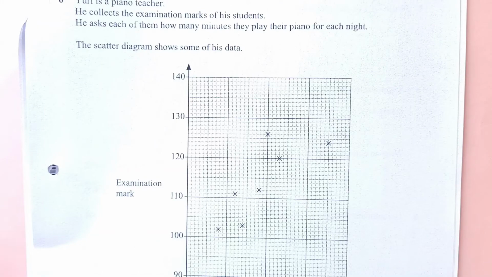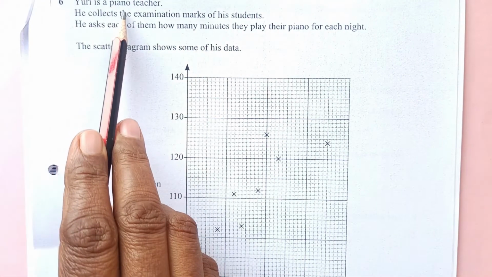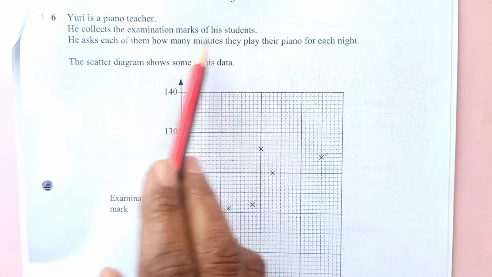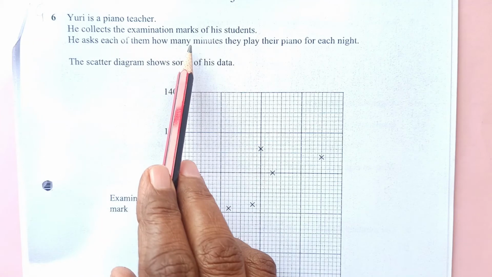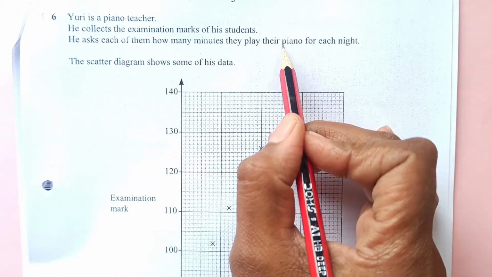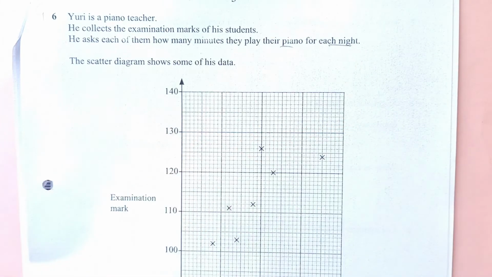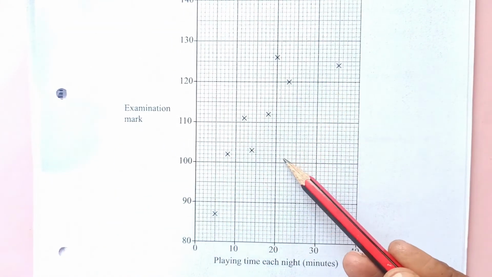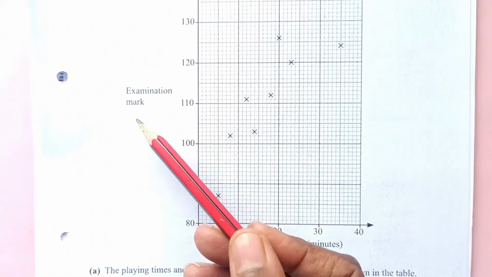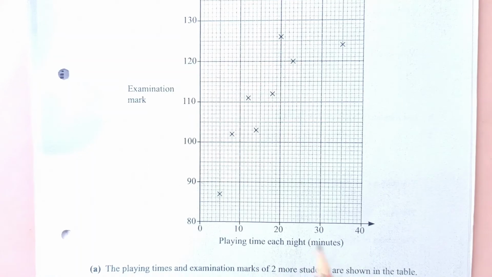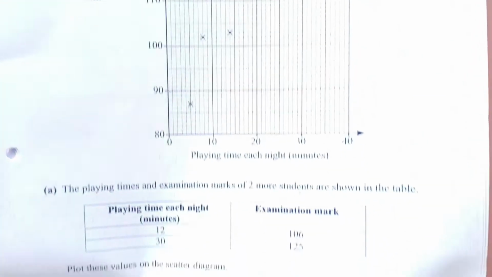We have another question here from a scatter graph. Yuri is a piano teacher. He collects the examination marks of students. He asks each of them how many minutes they play their piano for each night. The scatter graph shows some of his data. So you can see some points here on the graph. Here we have examination marks along the y-axis, and along the x-axis we have playing time each night, right?